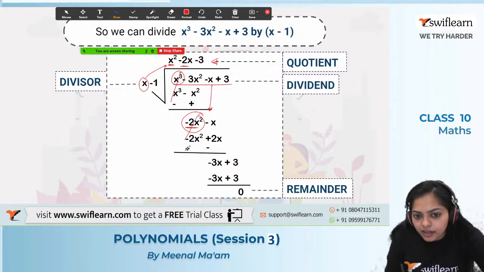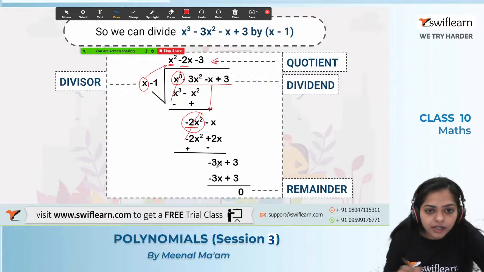So what will I get? I multiply it by the opposite sign, so I will cancel it. Multiplying by the negative sign, this gets cancelled and this becomes negative. So negative x and negative 2x becomes what? Minus 3x. Got it?